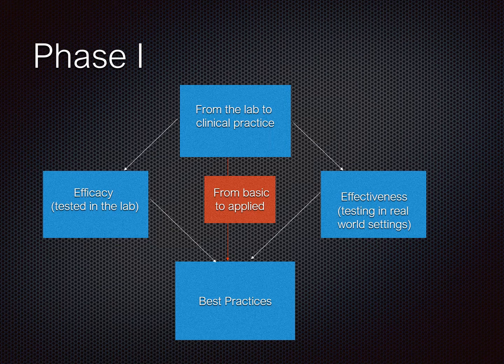So this diagram might be a little confusing, but basically what I was trying to convey is that there's different pathways. So you can conduct efficacy studies which are tested in the lab and they become best practices, and also effectiveness studies which are tested in real world settings also can become best practices. And when we move from the lab to clinical practice, we are moving from basic knowledge to applied knowledge. So we know the intervention works from our efficacy study, but now we want to see whether it can be adopted in a community setting and how it works amongst individuals with diverse needs and so forth.